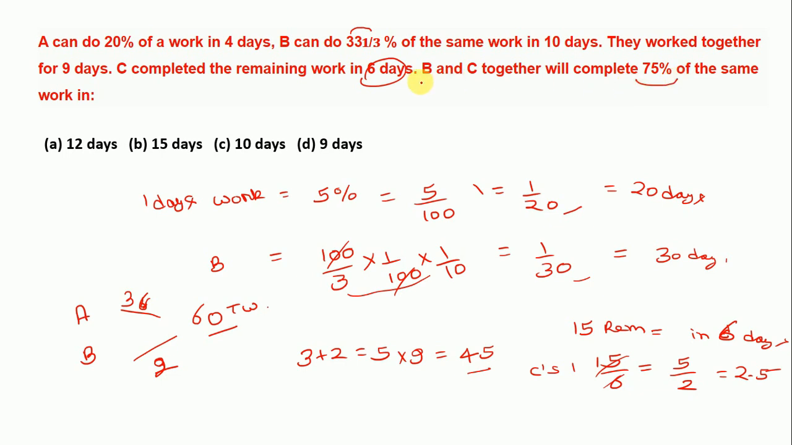In how many days will B and C complete 75% of the same work together? So 75% of total work, that is 75% of 60 units, will be 45 units. And efficiency of B is 2 units and efficiency of C is 2.5 units. So it will become 45 divided by 4.5. So your final answer will come as 10 days. So option C is correct.